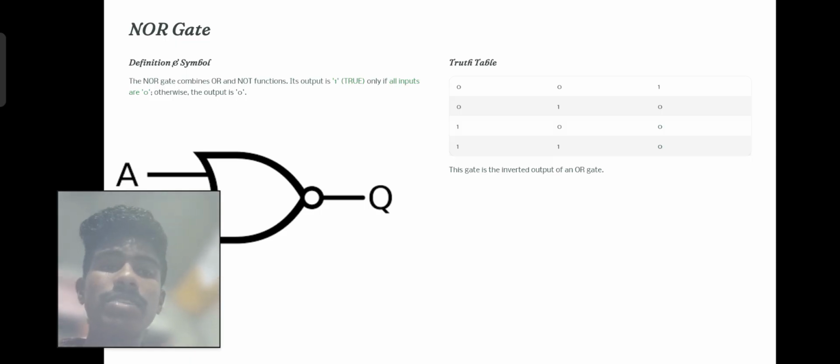The logic symbol and the truth table of a two input NOR gate are shown in the figure respectively. The logic symbol and the truth table for the three input NOR gate are shown in the above figure respectively.